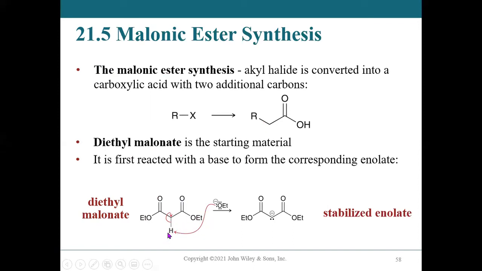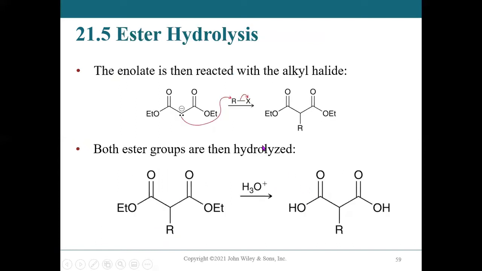The alpha hydrogen is removed by ethoxide to produce this enolate, which is stabilized by resonance, which means the negative charge is delocalized over all 5 atoms. Then the enolate is reacted with alkyl halide. The enolate is the nucleophile that attacks the alkyl group, and the alkyl group adds on to this alpha carbon. Those ester groups are then hydrolyzed to convert both of them into carboxylic acids.